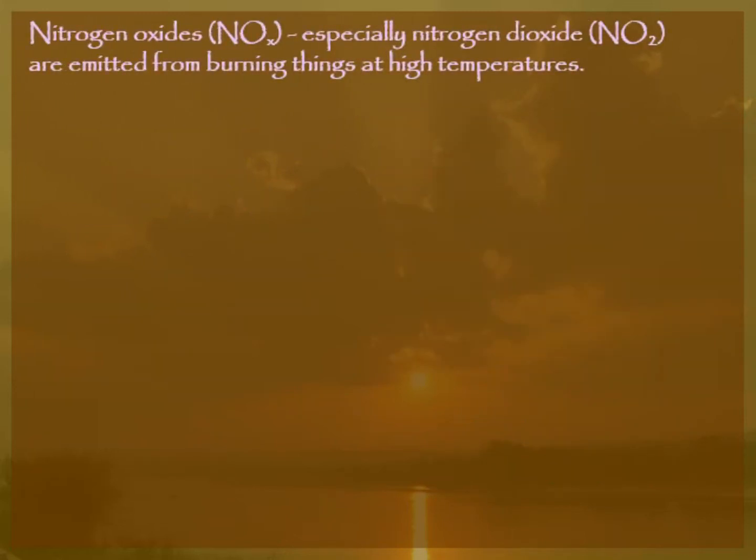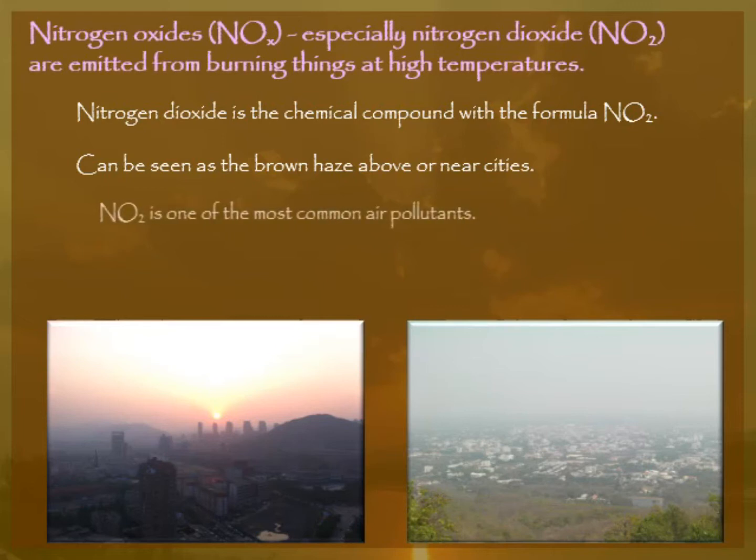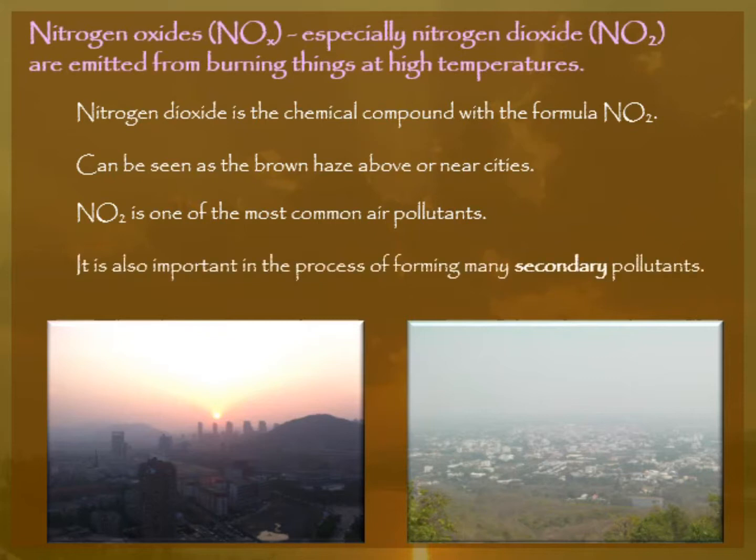We've already been introduced to the nitrogen oxides, especially NO2, nitrogen dioxide. These are given out when you burn things at high temperatures. Nitrogen dioxide has a formula of NO2, and you can see this pollution as a brown haze above or near to cities. It's one of the most common air pollutants, and it's also important, as we've seen, in the process of forming many secondary pollutants as well.